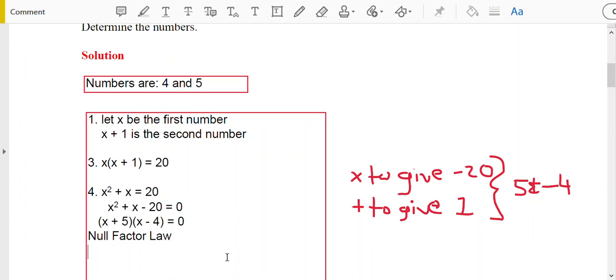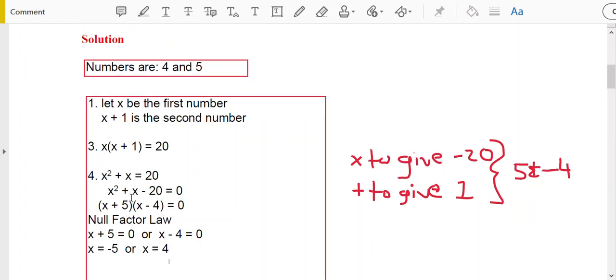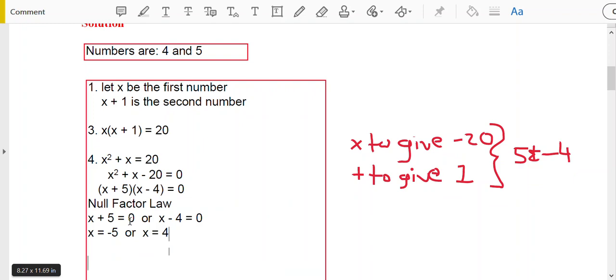Which tells me if I'm multiplying 2 numbers together and the answer is a 0, one of the brackets or both of the brackets have to be a 0. So I write x plus 5 could be a 0, or x minus 4 could be a 0. Solve each of those equations separately to give me x equals minus 5 or x equals positive 4. Okay, so that's step 4. Step number 5 is just look at the answers and check whether they both make sense.